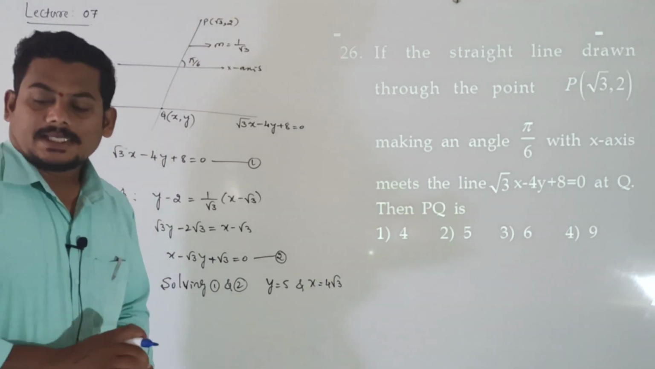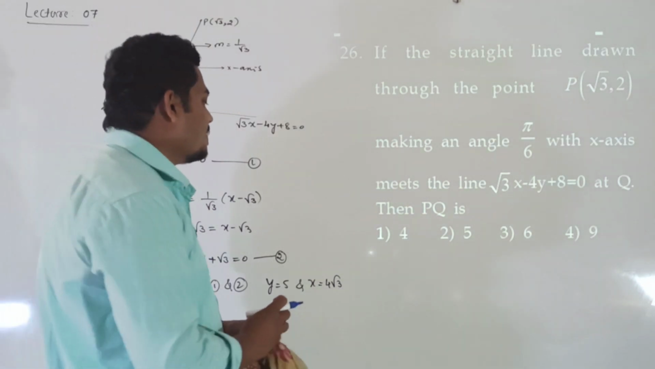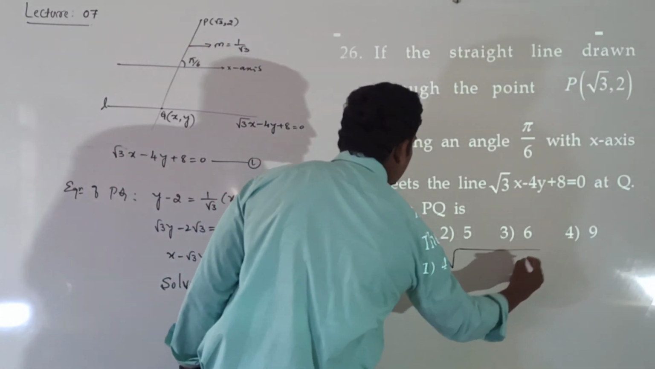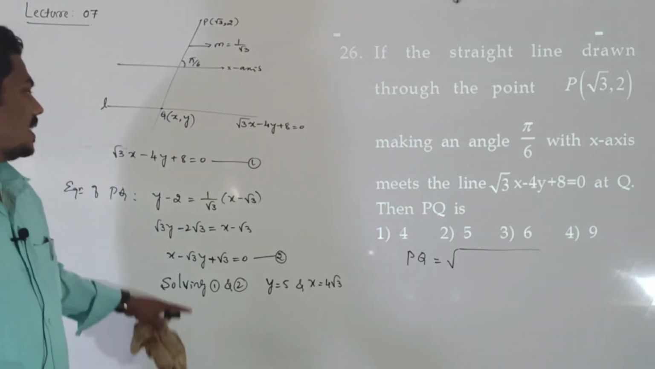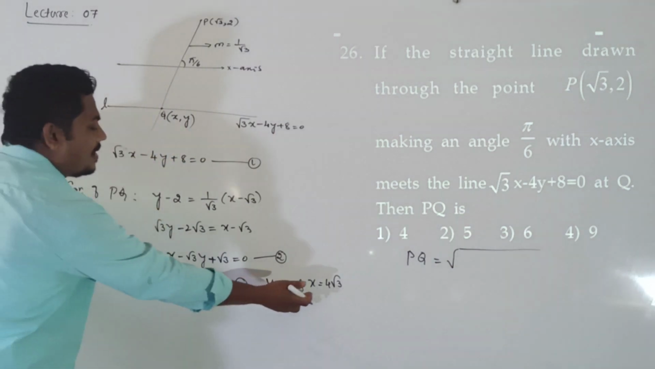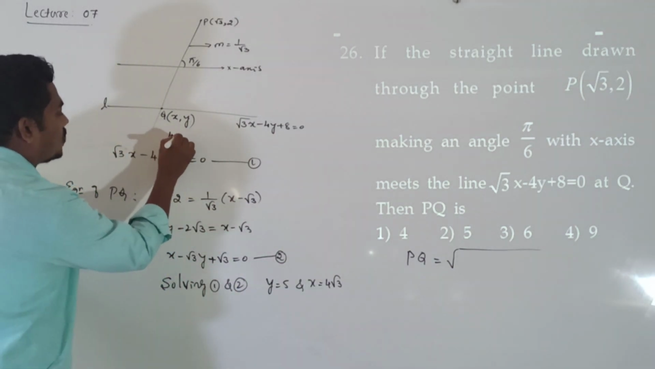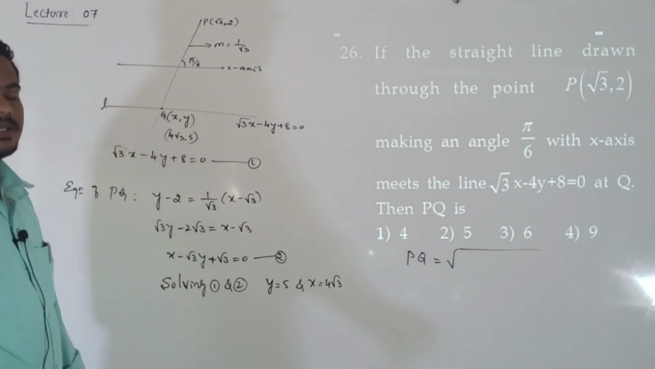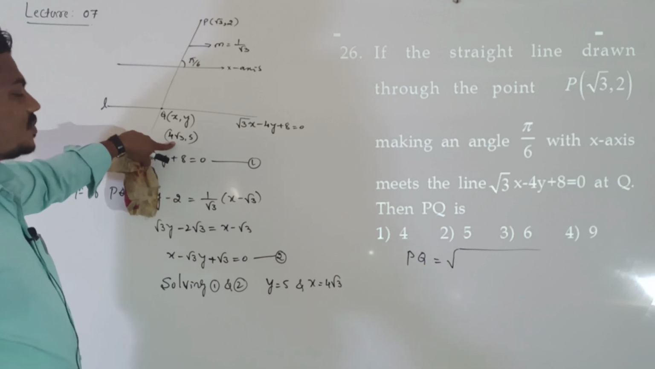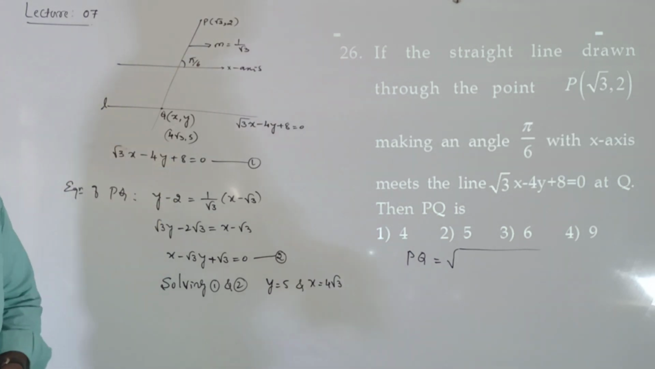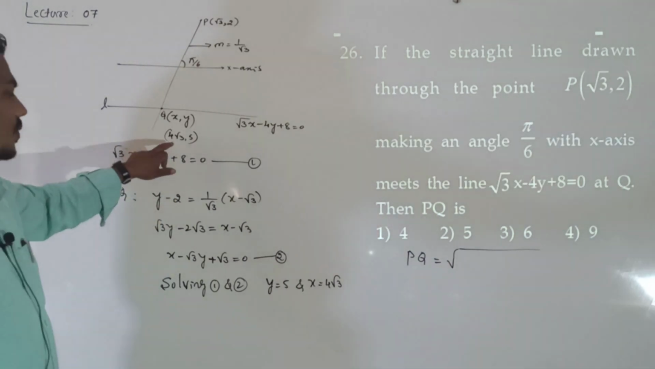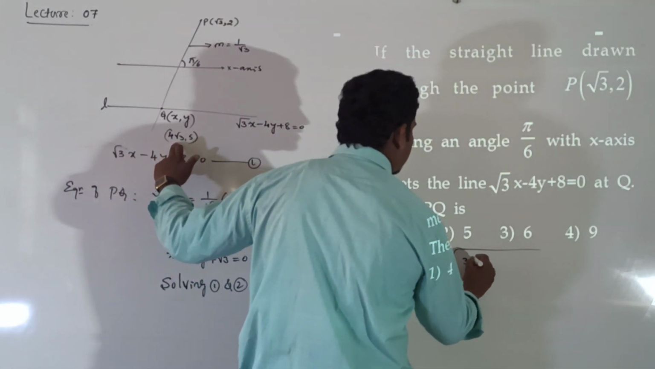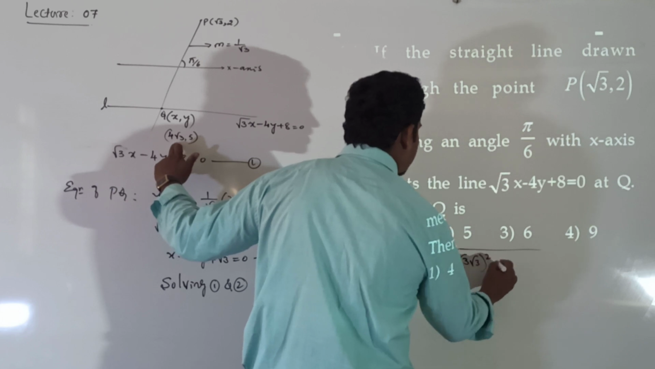Then we need the distance between P and Q. Just use the distance formula. PQ is equal to square root of, this point is (x, y), meaning (4 root 3, 5), right? Now use the distance formula: (x2 minus x1) whole square. What is x2? 4 root 3. 4 root 3 minus root 3 means 3 root 3. (3 root 3) whole square.